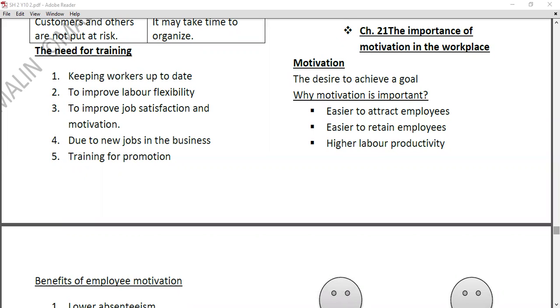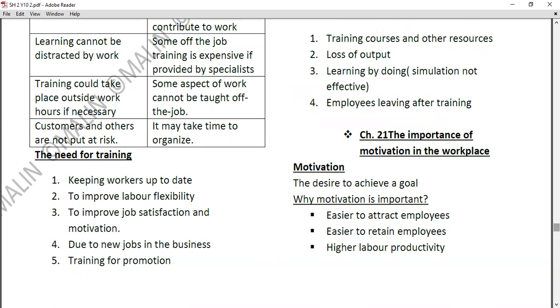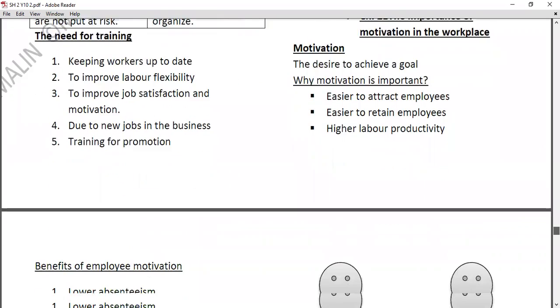Hi everyone. Today we're going to discuss the importance of motivation at the workplace. In my previous session, we discussed the importance of motivation for an organization. Motivation we define as the desire to achieve a goal. And we talk about the importance of motivation for an organization in three criteria: it's easier to attract employees, it helps to retain employees, and it increases labor productivity.